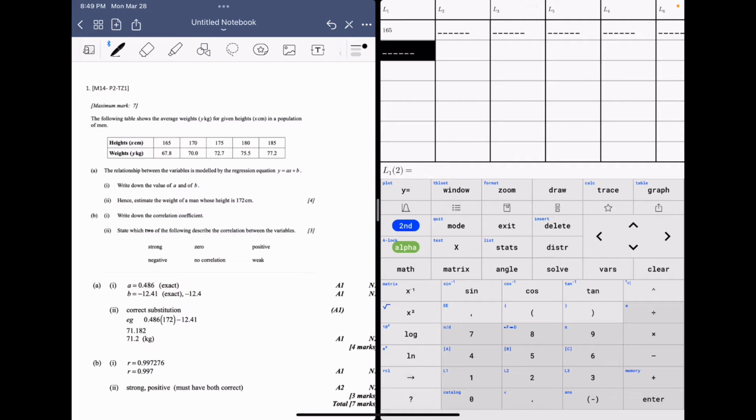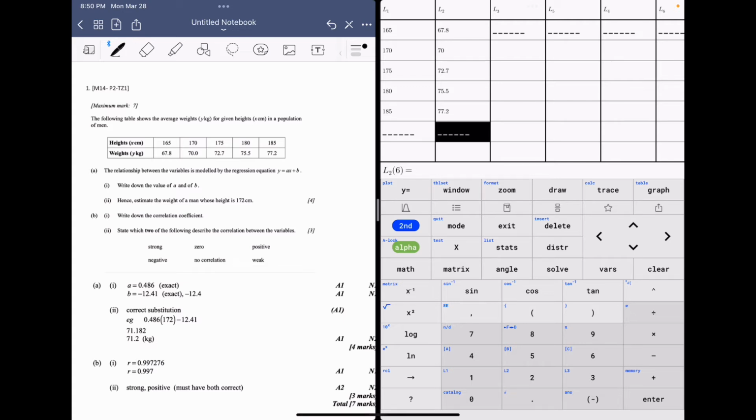enter. 170, 175, 180, 185. Go in L2, the corresponding values: 67.8, 70.0, 72.7, 75.5, 77.2. Once you have this data, our question will start.